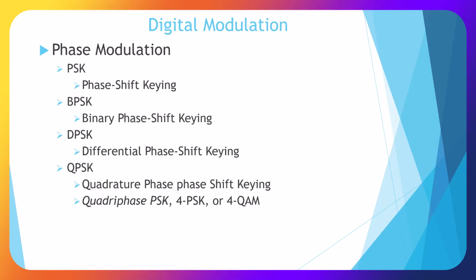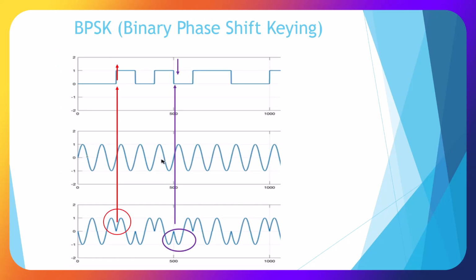Okay, let's look at phase modulation, where we're changing the phase of the signal. So we got PSK, phase shift keying, BPSK, which is binary phase shift, differential phase shift, and quadrature phase shift. Okay, let's look at binary phase shift. So what we're looking at here is the digital signal either going high, 0 to 1, or going low, 1 to 0. Okay, rising edge or falling edge.